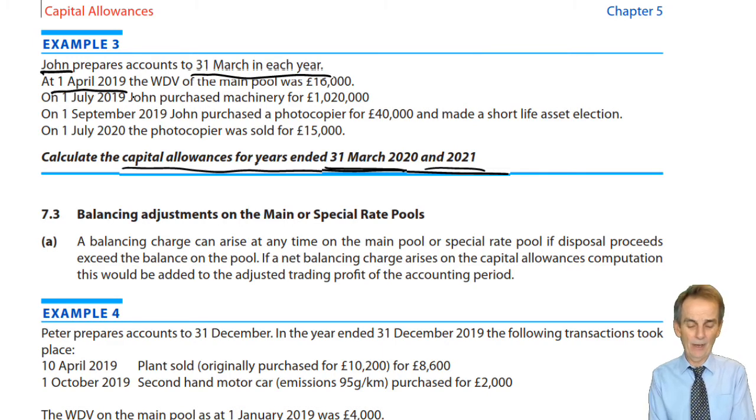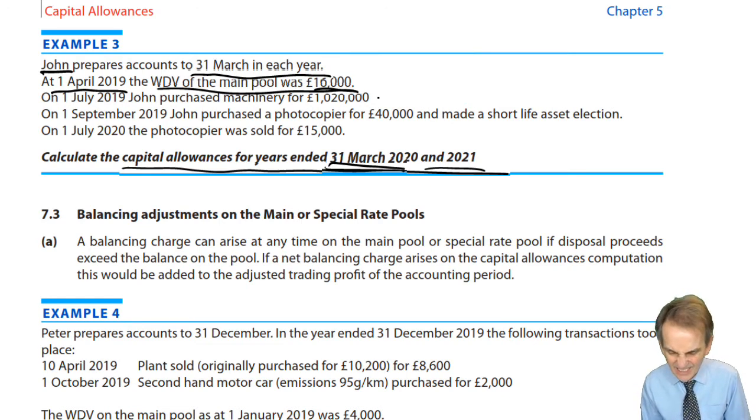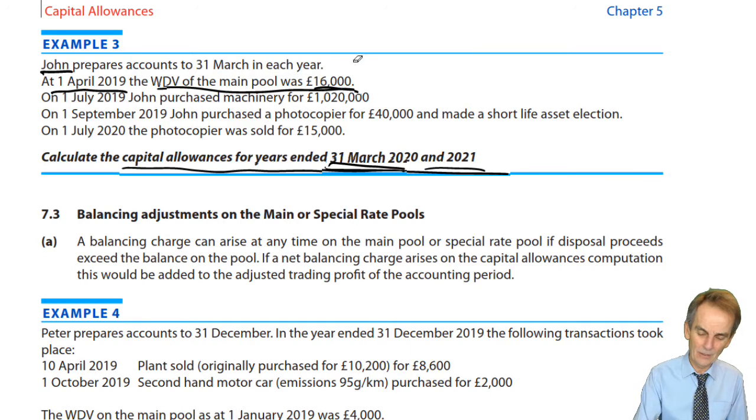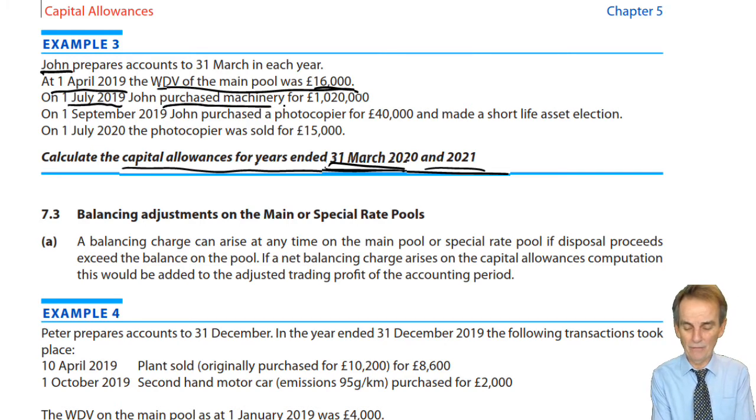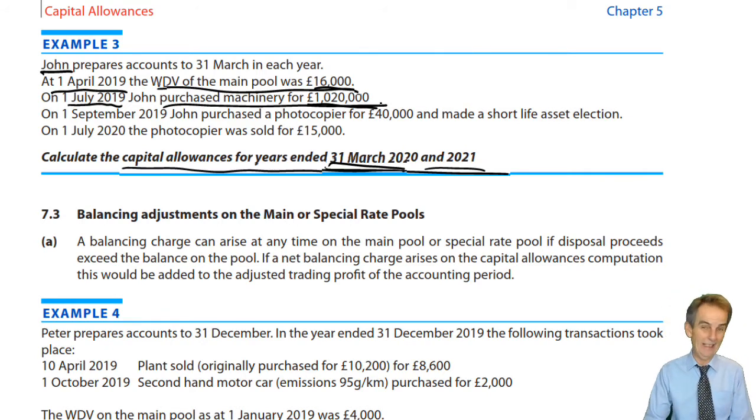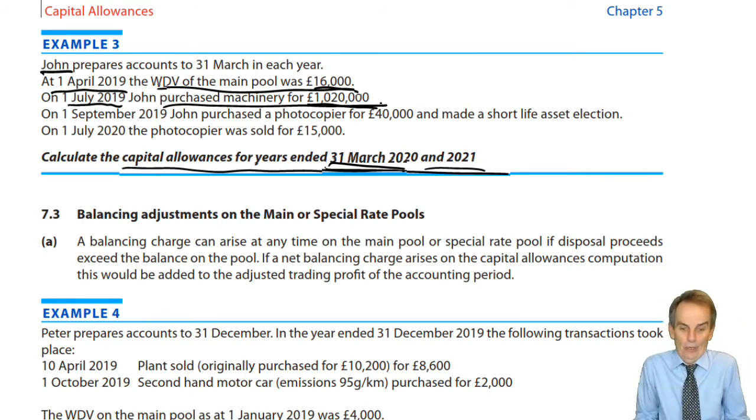At the 1st of April 2019, the beginning of the year ended 31st of March 2020, the written down value of the main pool was a mere £16,000. On the 1st of July 2019, John purchased machinery for, it's an unlikely proposition, £1,020,000. I've got to go above 1 million to get this short life asset election being worthwhile.